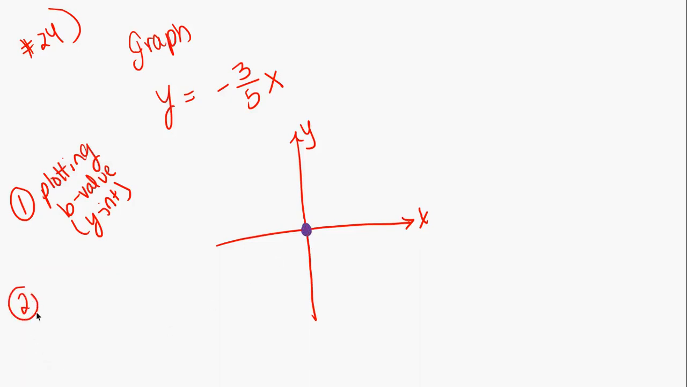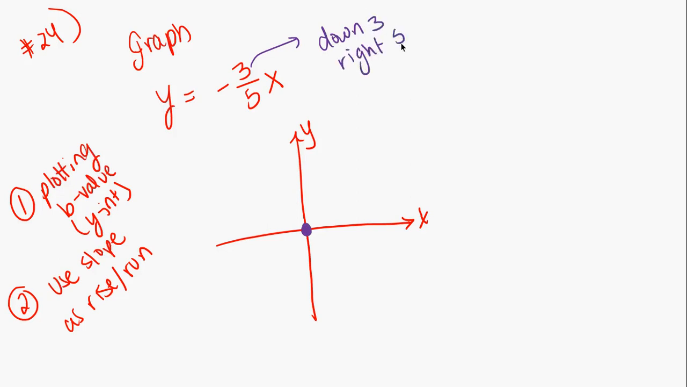Next, use the slope as rise over run. So in this case, our rise over run is going to be down 3 and then to the right 5. So you go down 3, 1, 2, 3, and then over 5, 1, 2, 3, 4, 5. And that's where our second point is. And then we just draw a line connecting those 2 points. And then you choose whichever graph most closely resembles the one that you drew.